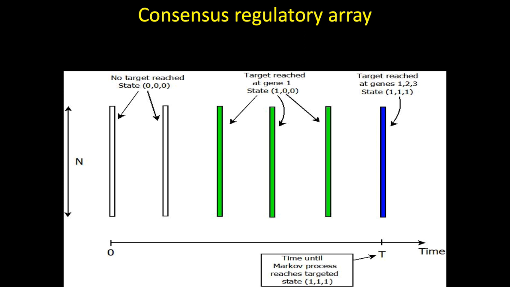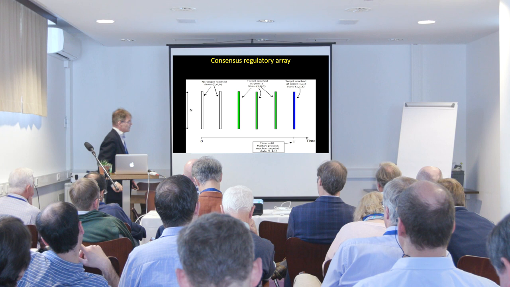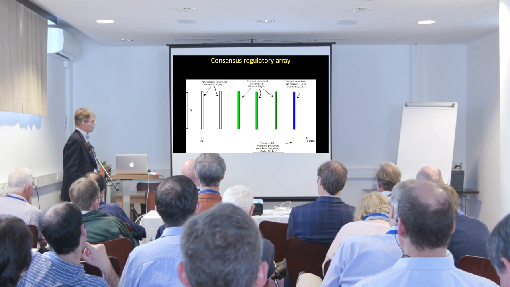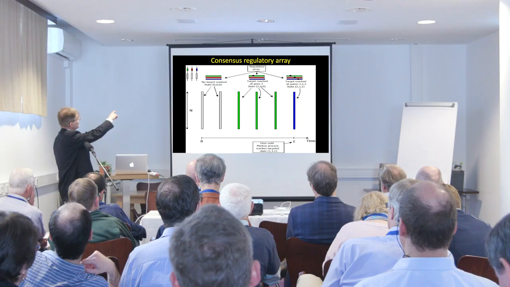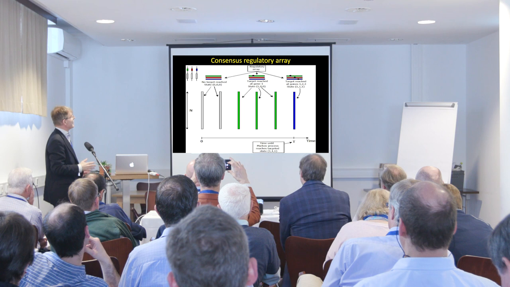And here we haven't acquired the required mutation at any of the three regulatory sequences. And the final state is the binary sequence of 1, 1, 1. And that corresponds to the final target when we have acquired the mutation at all three regulatory sequences. So we can remember we had three regulatory sequences next to the promoter regions of the three genes, and then I put them horizontally on top of each other, and that is our regulatory array.